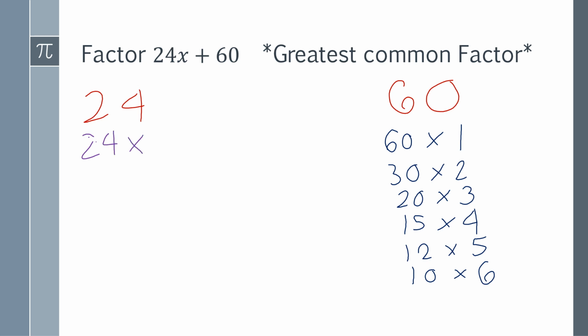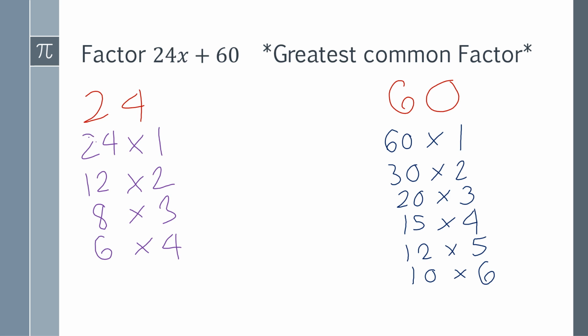24 times 1. 12 times 2. 8 times 3. 6 times 4. And that's all I know.